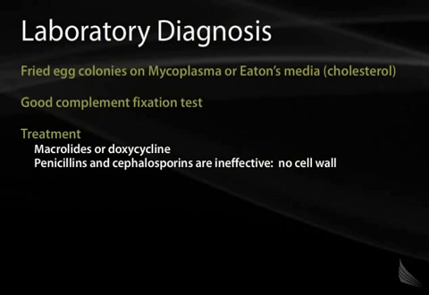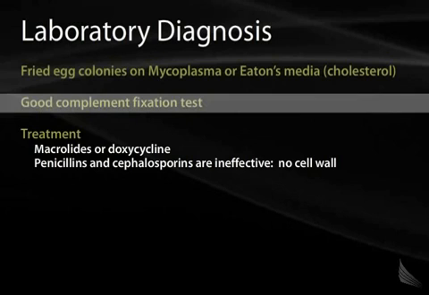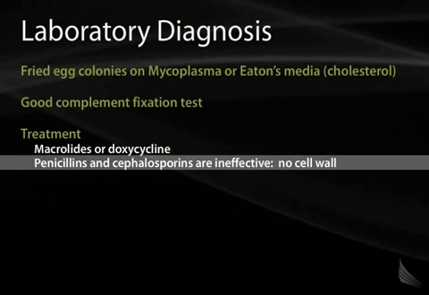Lab diagnosis for mycoplasma includes a fried egg colony on mycoplasma or Eaton's media, which has cholesterol which mycoplasma requires for growth. It also has a good complement fixation test, which is faster than colonization and growth. Treatment includes macrolides and doxycycline. As we know, it has no cell wall, so penicillins and cephalosporins, or antibiotics that target the synthesis of peptidoglycan, are not going to be effective in this organism.